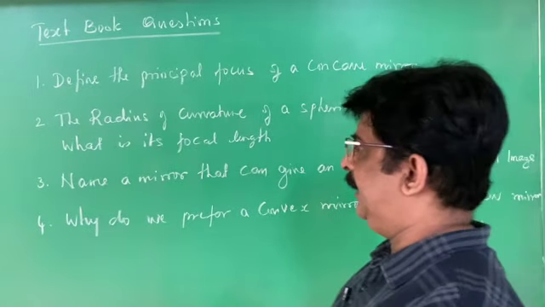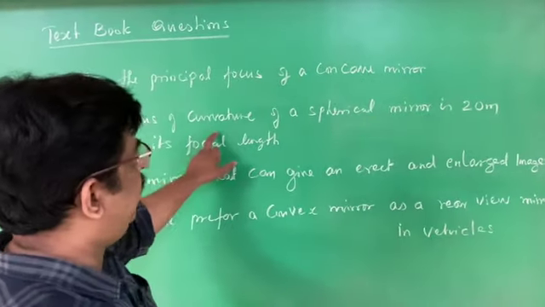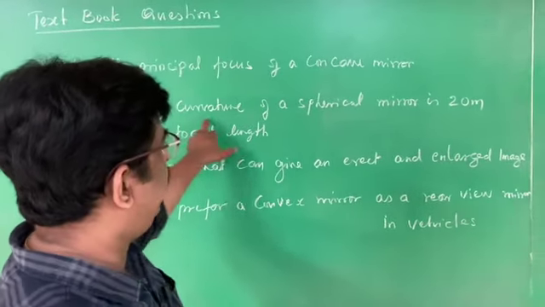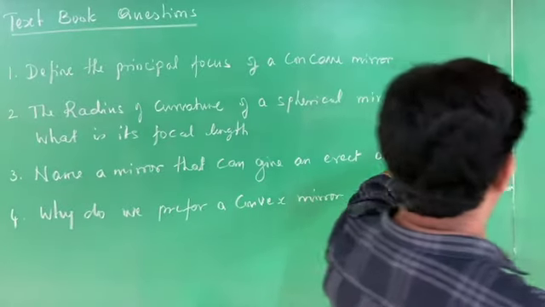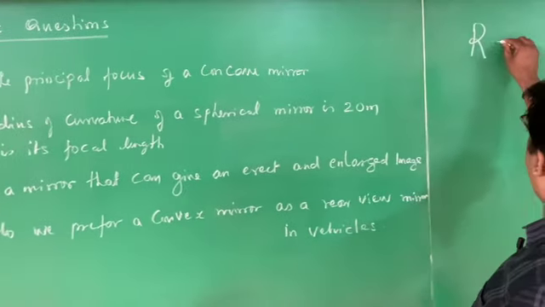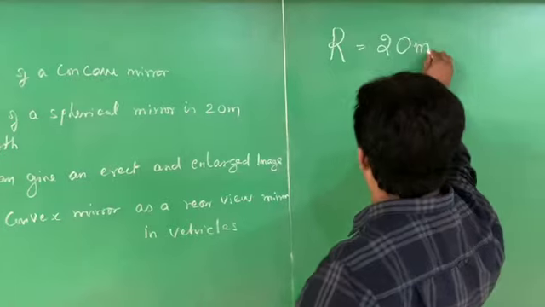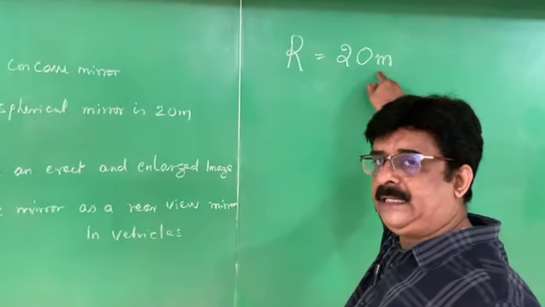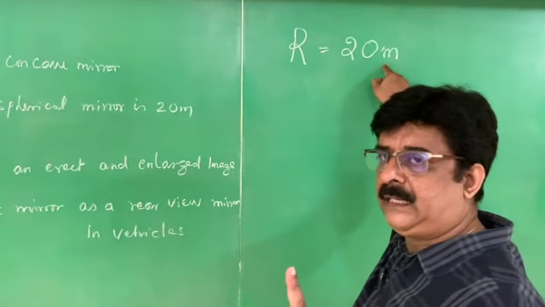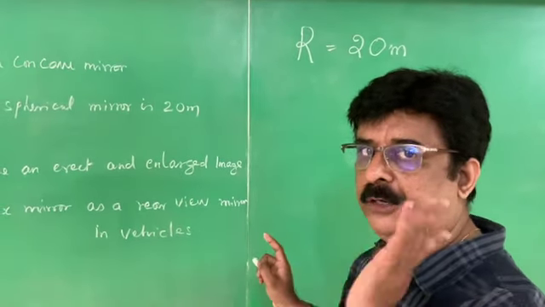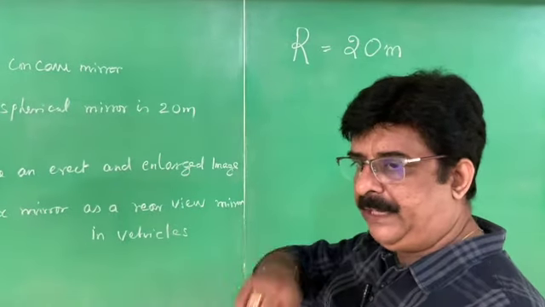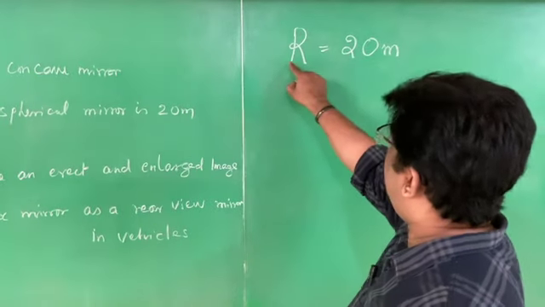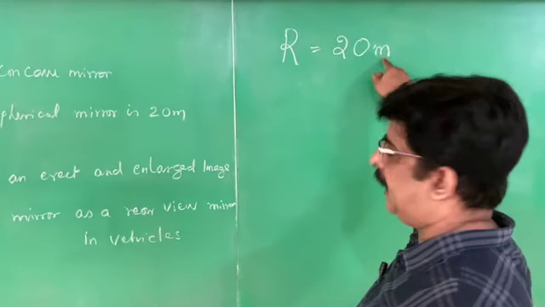The second question is, the radius of curvature of a spherical mirror is given, not specifying which mirror it is. Radius of curvature of a spherical mirror is 20 meter. Therefore, R is equal to 20 meter. Always you have to see the units. Normally they try to confuse you with meter and centimeter. 1 meter is equal to 100 centimeter. That you have to remember. If they give one in meter, another one in centimeter, you have to convert both to the same units. Here, radius is equal to 20 meter.